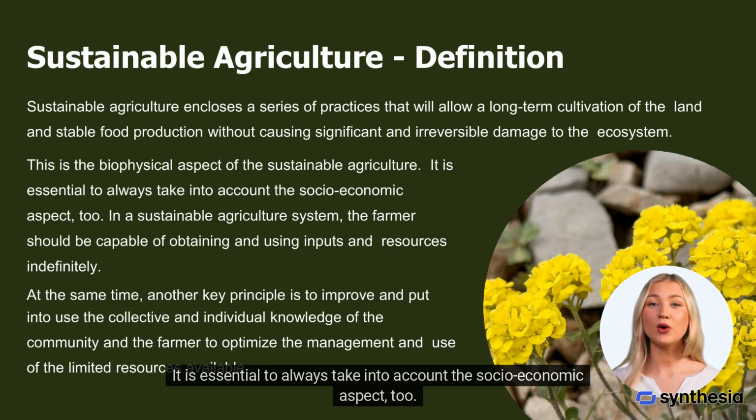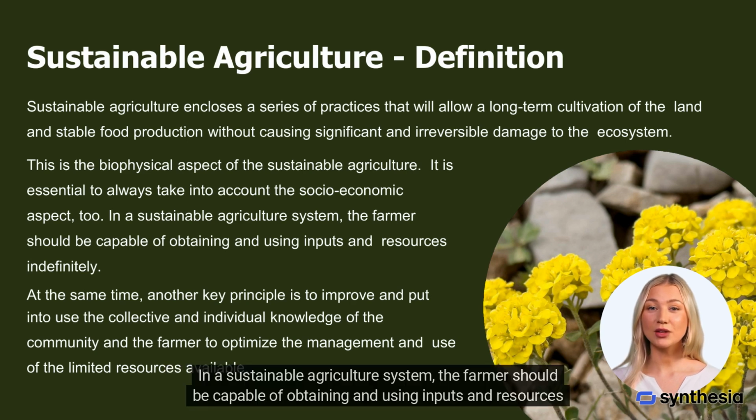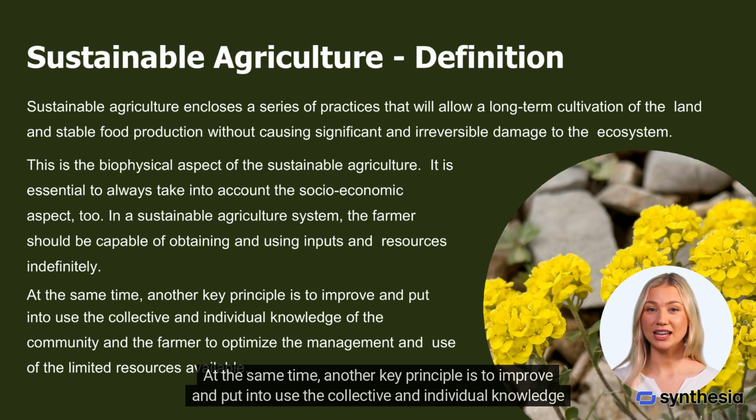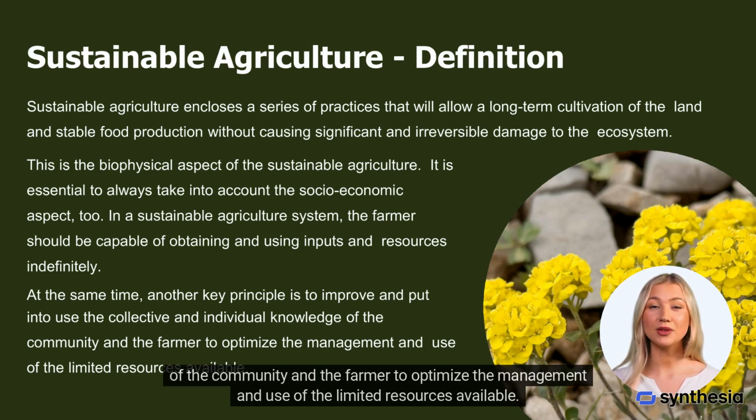It is essential to always take into account the socio-economic aspect, too. In a sustainable agriculture system, the farmer should be capable of obtaining and using inputs and resources indefinitely. At the same time, another key principle is to improve and put into use the collective and individual knowledge of the community and the farmer to optimize the management and use of the limited resources available.